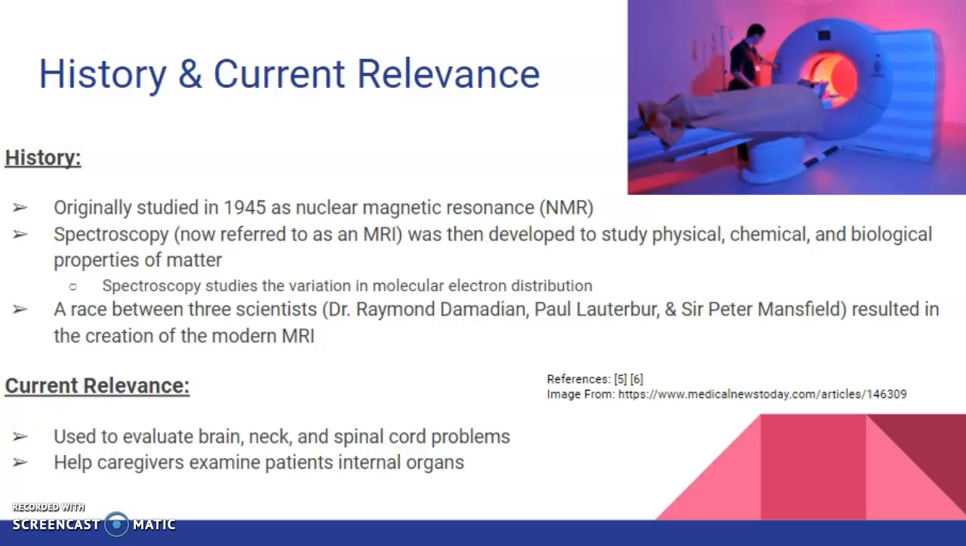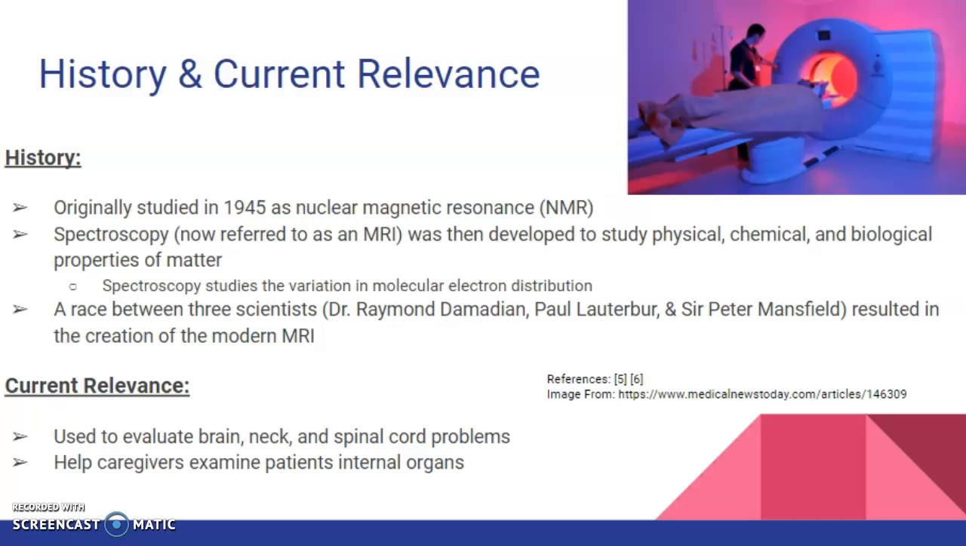Originally, scientists studied nuclear magnetic resonance, where the nucleus of atoms in a magnetic field would resonate after another external field forced their axes to rotate. This allowed them to examine intricate chemical processes. Later, spectroscopy, which is now referred to as MRI, allowed scientists to determine the atomic makeup of physical, chemical, and biological matter. After this development, three scientists began a race to develop a reliable method for creating images from magnetic resonance. This resulted in the first whole-body human scanner in May of 1977.